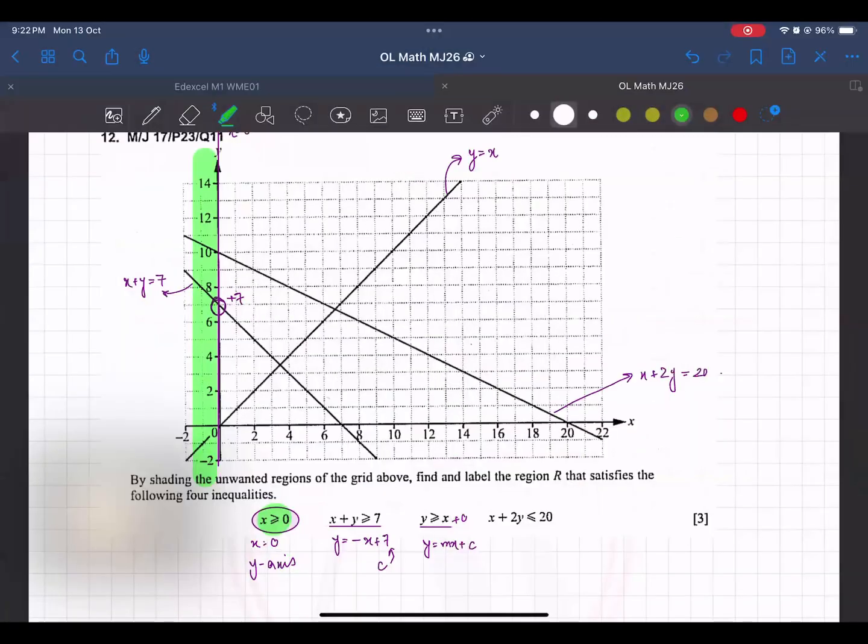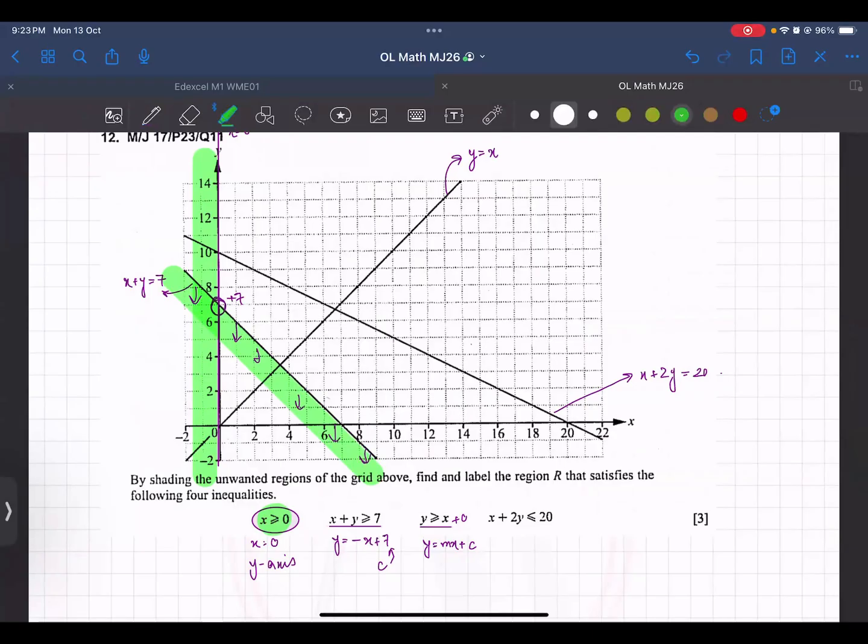Then x plus y is more than or equal to 7, which is this line. We know this. And it is more than, which means everything above is what they need. But we would shade the part which is below this line, down. This is what we don't need.